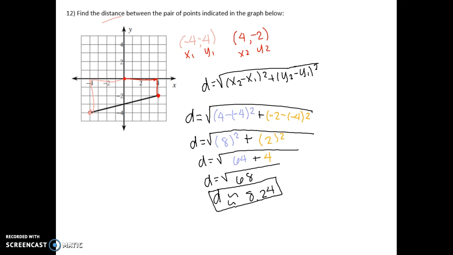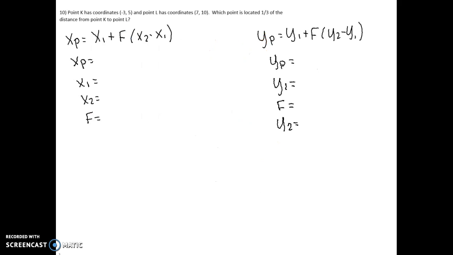So let's do numbers 10 and 11 next. Fractional distance is up next. Let's pause this video and copy down our formulas and our components. Alright, so we have 2 coordinate pairs. So we know our very important first step is to label.